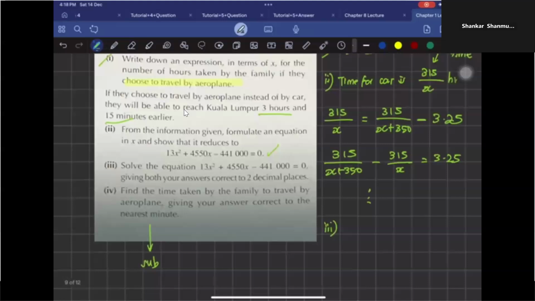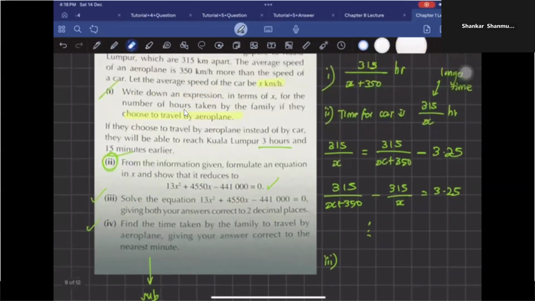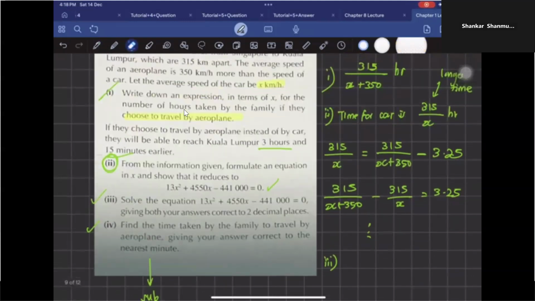Also during the exam, just in case, let's say you can't get the answer for part 2, don't stop here. Okay, because you still have marks for part 3 and part 4. Normally part 2 would be the challenging one for this type of question when you have to show this equation. So if you're unable to show it, just carry on with the rest of the question. You should be able to get part 3 and part 4 correct.